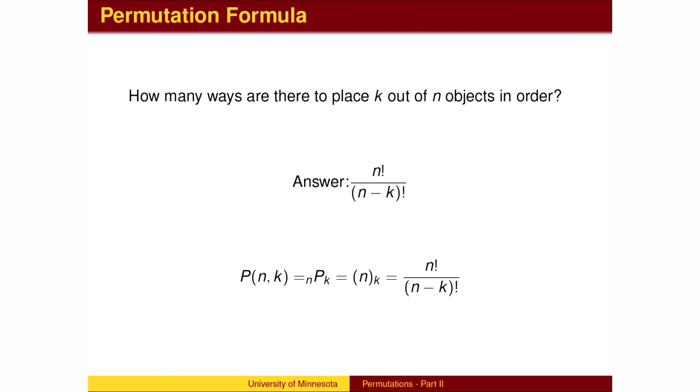In all cases, it is calculated by the formula n factorial divided by n minus k factorial. Again, recall that this is the same as writing k blanks, filling the blanks starting with n, and decreasing, then multiplying to get the final answer.